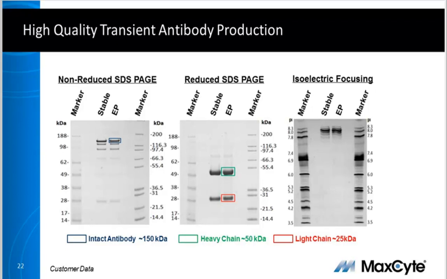Conditioned media from transiently and stably transfected cells were analyzed by reducing and non-reducing gel electrophoresis as well as isoelectric focusing. The analysis shows no detectable differences between stably and transiently produced proteins, with clean bands of the appropriate molecular weights visible.